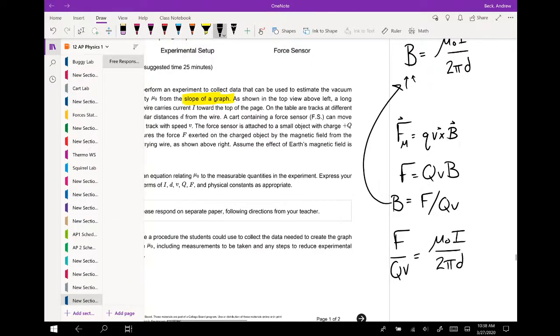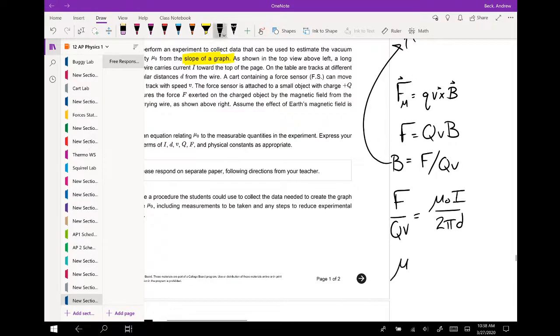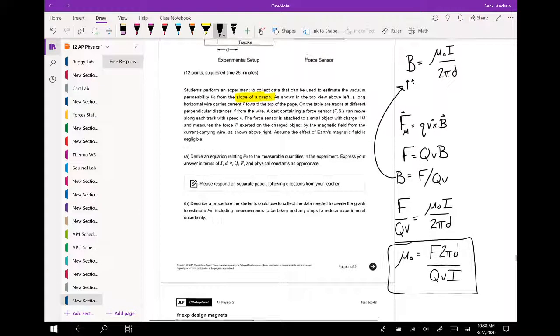And if I want to go a little bit further with it, I could solve this for mu naught. I don't think the answer key needs you to do that, but we're going to be a little bit extra. And now we have an equation for mu naught in terms of what we are allowed to have.